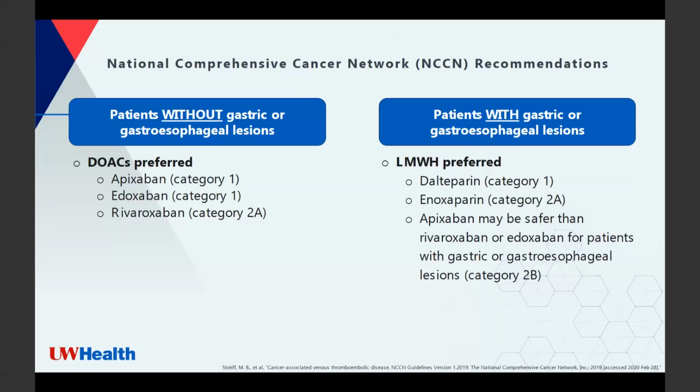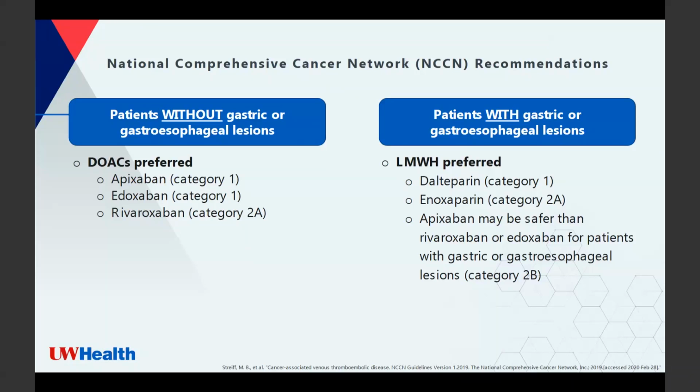For patients with gastric or gastroesophageal lesions, low molecular weight heparin is preferred. Dalteparin has the highest quality of evidence. If you recall, all of the newer DOAC trials compared DOACs to dalteparin, and therefore dalteparin is the only low molecular weight heparin approved by the FDA for this indication, and therefore has a Category 1 recommendation from NCCN. However, enoxaparin may also be used, and this is a Category 2A recommendation.